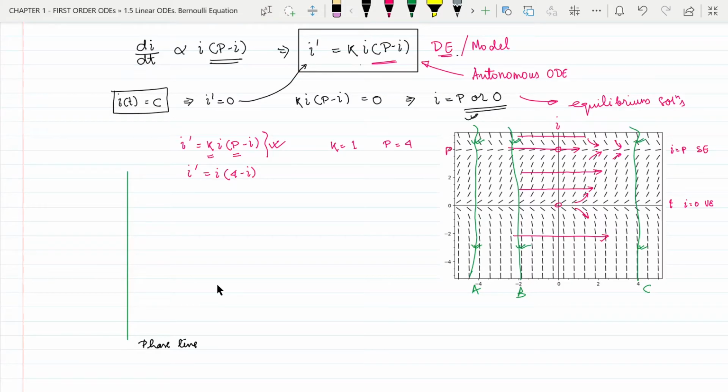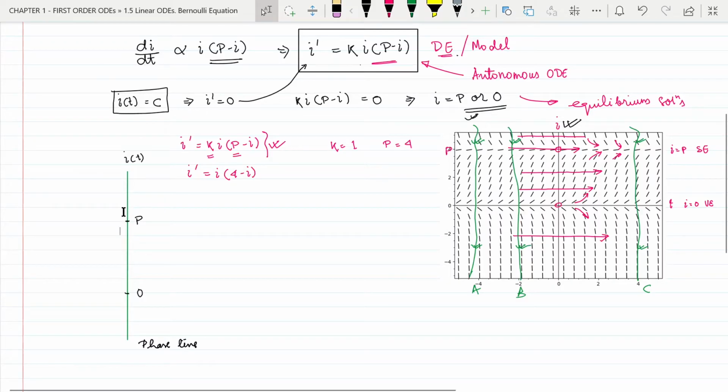Phase line is a vertical straight line, and this line represents I values only, or y values. The x values or t values don't matter because it is an autonomous ODE. For the phase line, first we put the solution values in. So I equal to 0 is a solution. We put I equal to 0. Then I equal to P is a solution. So first we put the solution values in. Now the phase line has been divided into 3 sections. One section is below 0, one section is between 0 and P, and the third section is above P.